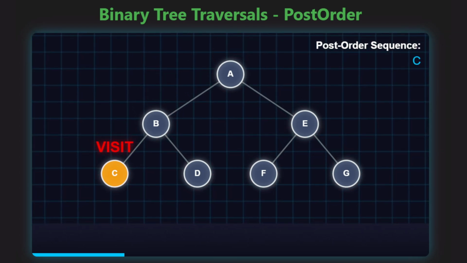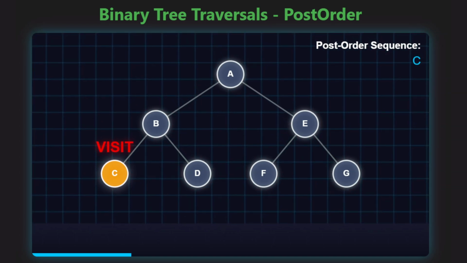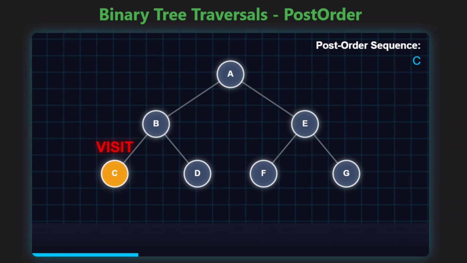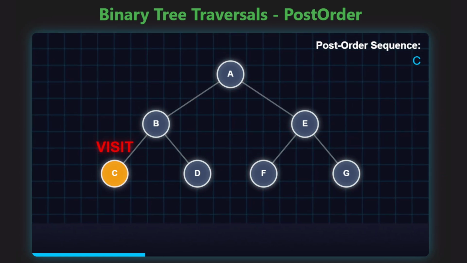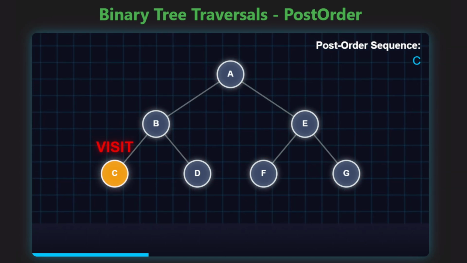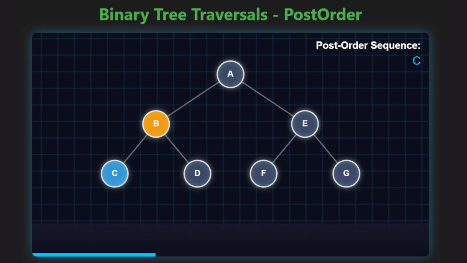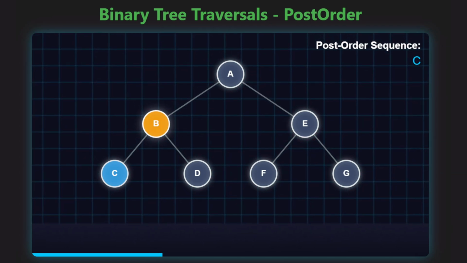Can we go left? No. Can we go right? No. So for node C, the left and right tasks are done. All that's left to visit is C. It's the first node in our final sequence. Okay, the task at C is complete. We return to its parent, B.